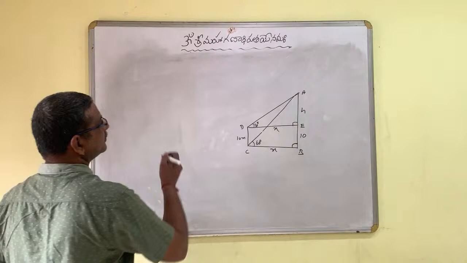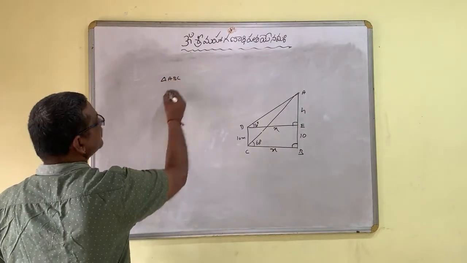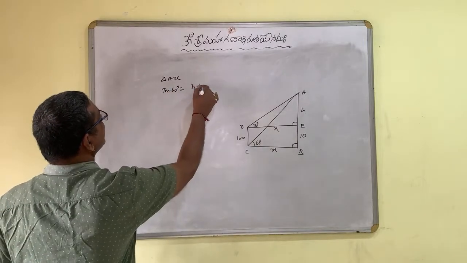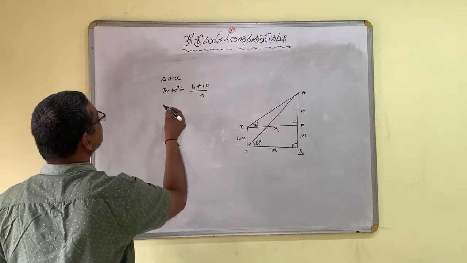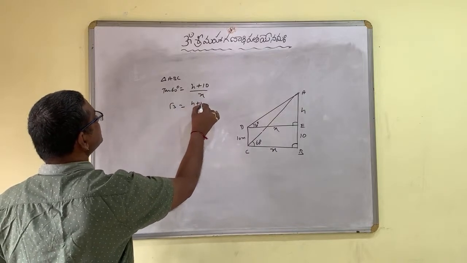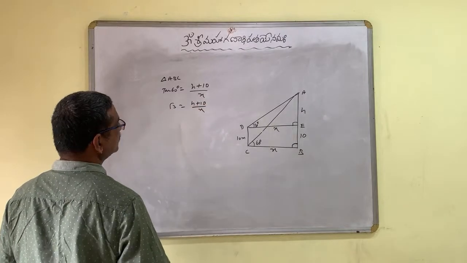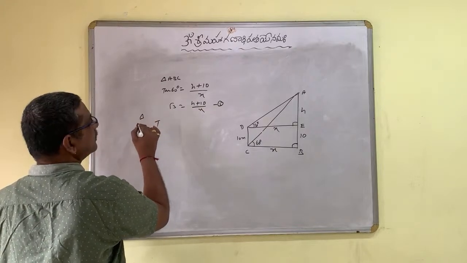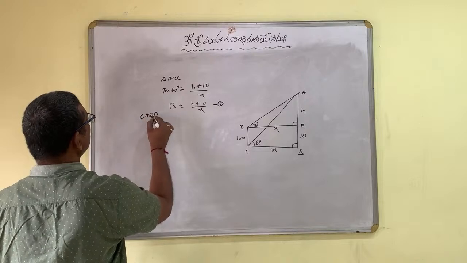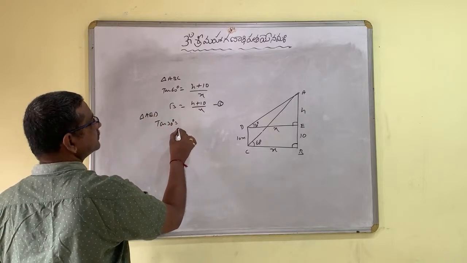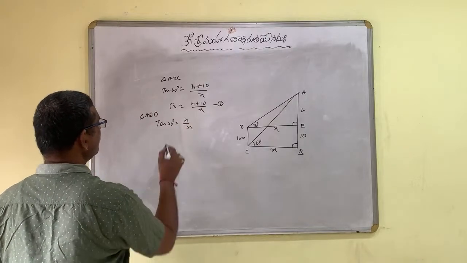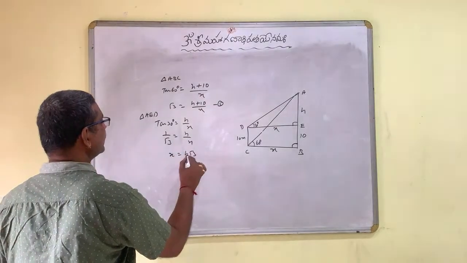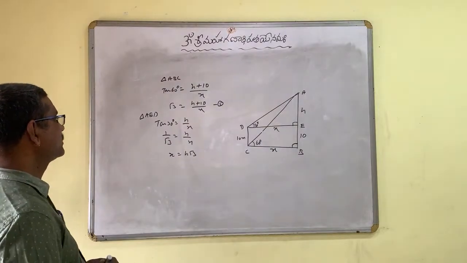Triangle ABC, tan 60 is equal to H plus 10 by X. So root 3 is equal to H plus 10 by X. Let it be 1. Now triangle AED, tan 30 degrees is H by X. 1 by root 3 is equal to H by X. X is equal to H root 3.